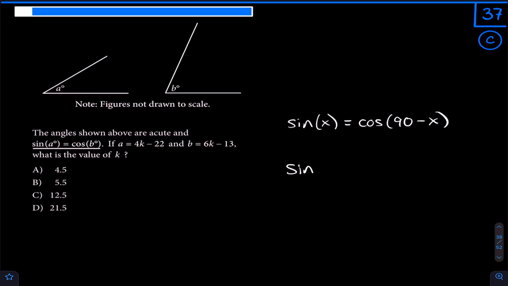Because remember how sine of 30 is a half, and if you want to get another half, that's cosine of 60. These are both a half. And in this case, again, their angles add to be 90.